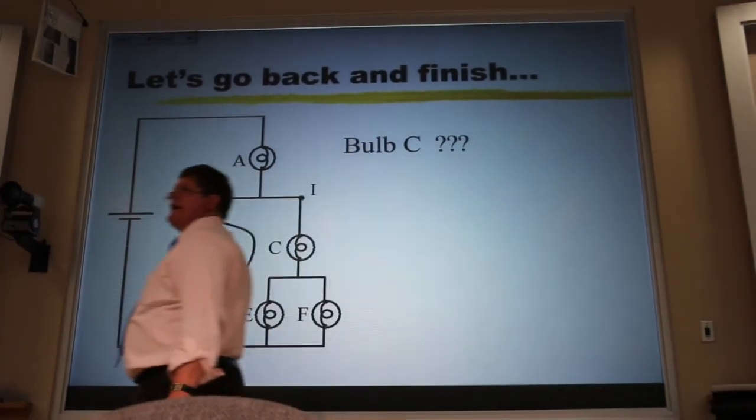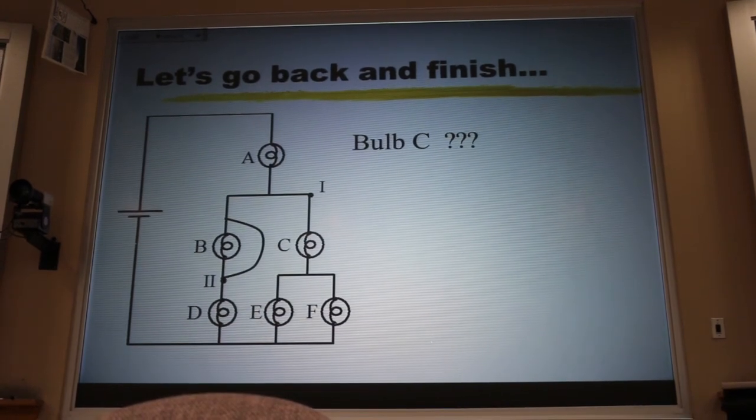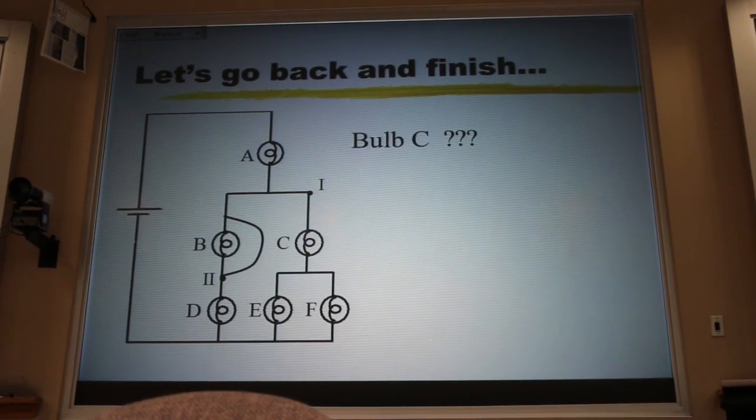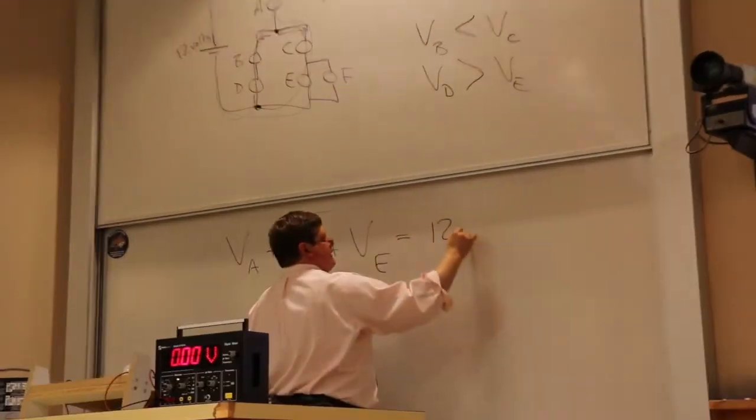We could not predict what happened to bulb C. There were two changes going on at once that were fighting each other. Now, in this case, I'm not comparing bulb C to another bulb. I'm comparing it to itself before the change and after the change. Before I add that wire and after I add that wire. So I only do one path, a path from one side of the battery to the other that goes through bulb C. A plus C plus E has to equal the 12 volts of the battery.